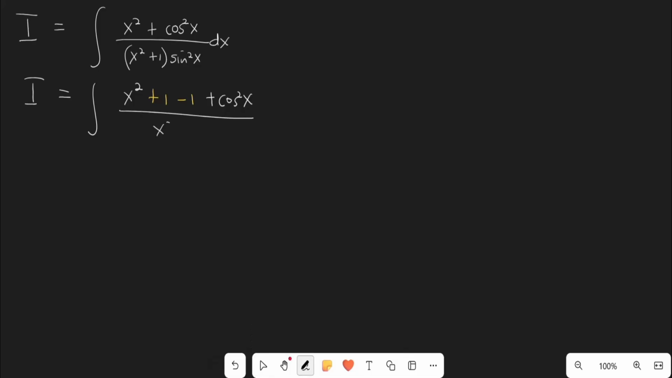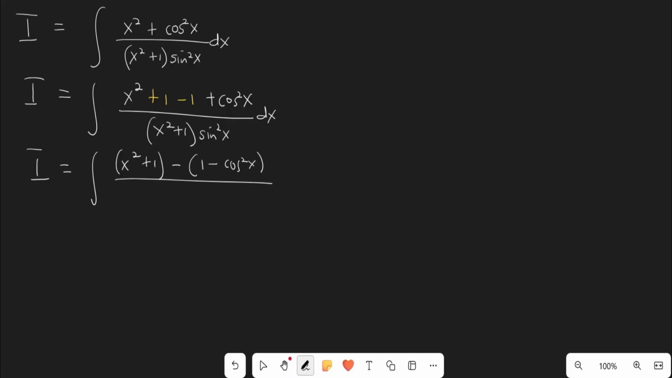So divided by the denominator, which is x squared plus 1 multiplied by the sine square of x, and then dx. The first two terms, I'm going to group together like this, and then the next two terms, I'm going to factorize negative 1 out. When I do that, that is going to be 1 minus the cosine square of x. All of this divided by x squared plus 1 multiplied by the sine square of x, and then dx.